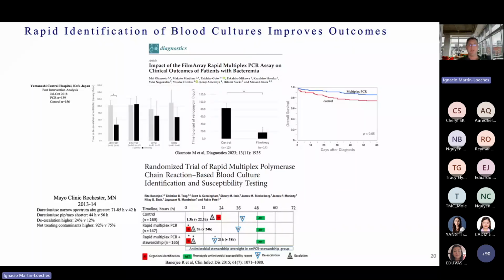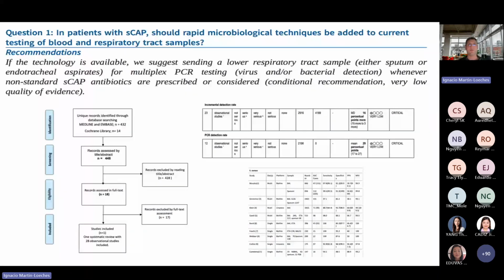For that reason, when we are looking at the guidelines, we suggest to use this molecular testing, multiple PCR testing, in order to adequately prescribe antibiotics. The evidence comes from many studies. Here you can see that included 28 observational studies with one systematic review, and it was highly associated with an incremental detection rate and a PCR detection rate.